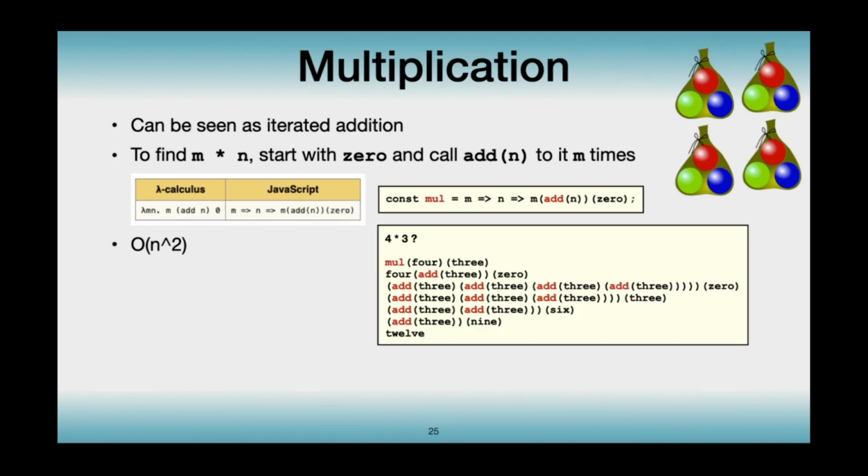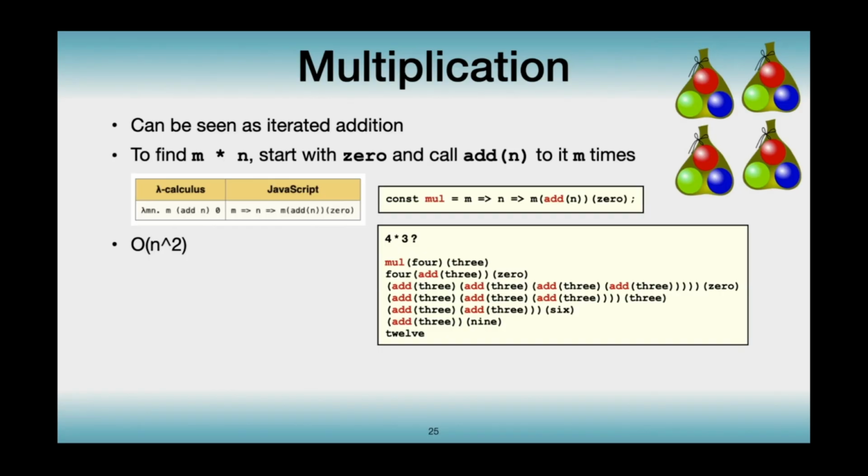Multiplication can be seen as iterated addition. I just say, let's start with 0, and I take the number that I want to multiply, and I add it that many times. Okay, so if I want to do 4 times 3, and I look up here, I want to add 3 to 0, but I want to do that 4 times. Multiplying 4 and 3 turns into this expression. 4 times adding 3 turns into that mess.